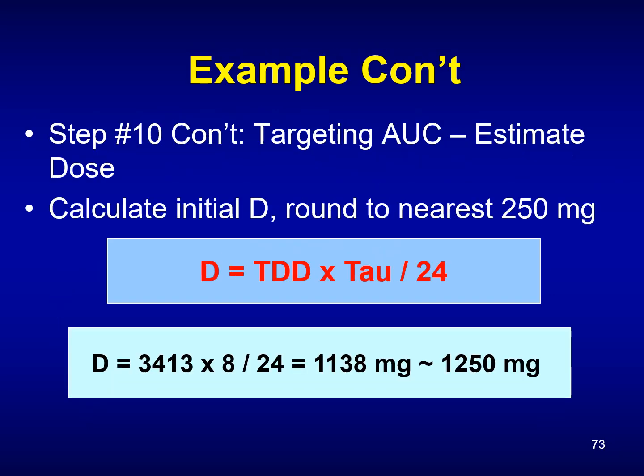Step 10, continue estimating a dose. Once we have the total daily dose, we can calculate the per interval dose by the following equation. Dose is equal to 3413 times the dosing interval of 8 hours, all over 24. And that means per dose we should be giving around 1138 milligrams, which we will round to 1250 milligrams.